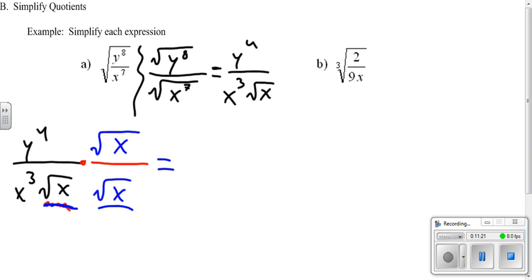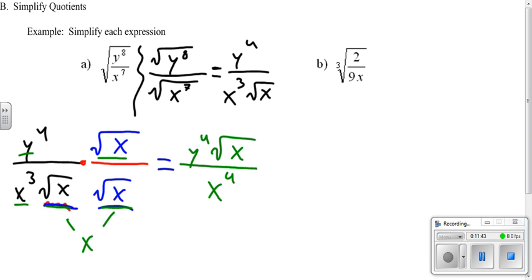So if we carry this out and find our numerator, square root of x times square root of x is just x, times our x to the third power, we'll be left with x to the fourth. And on top we have y to the fourth and square root of x. Those don't really combine, so we're just left with y to the fourth and square root of x. So this is now our final answer.